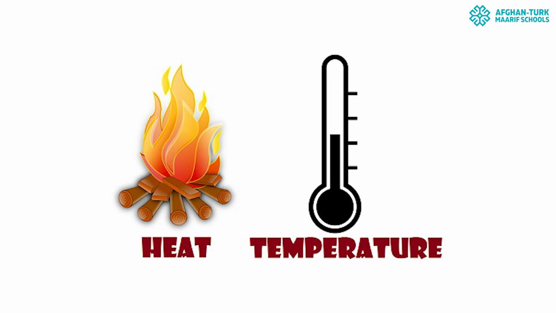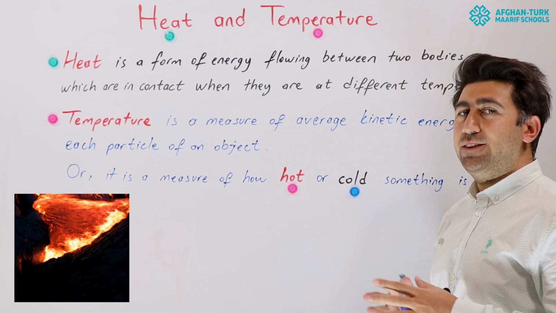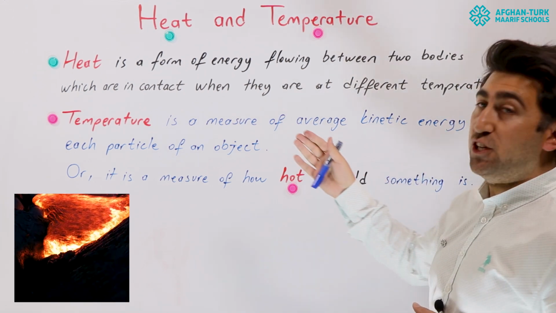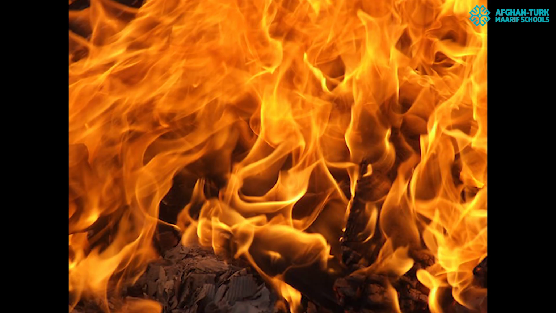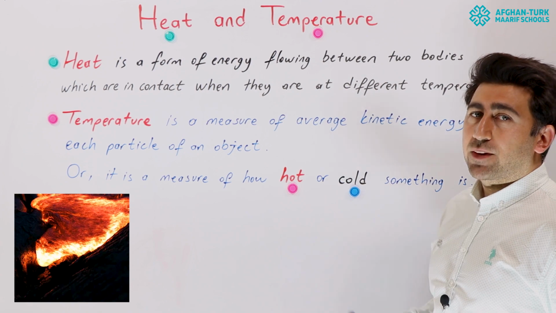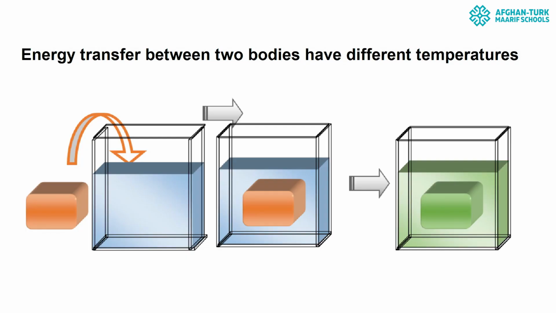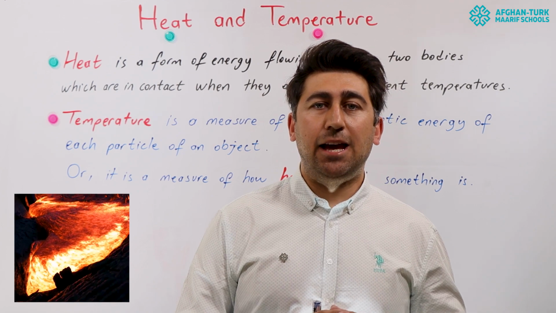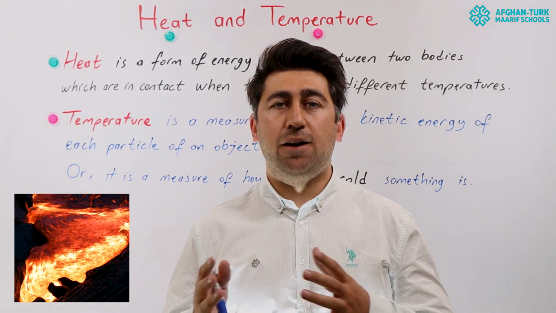Heat is a form of energy flowing between two bodies which are in contact when they are at different temperatures. Temperature is a measure of average kinetic energy of each particle of an object. Or better, it's a measure of how hot or cold something is. When you put an object into a liquid at different temperatures, the heat transfer between the objects will start. And after a while, when the energy transfer is completed between two bodies, they will have the same temperature. We can also call this the final temperature.